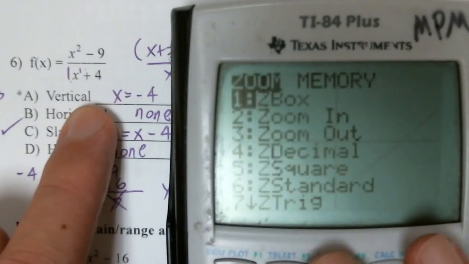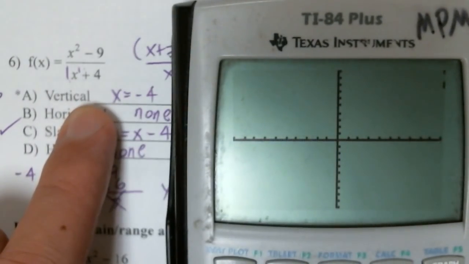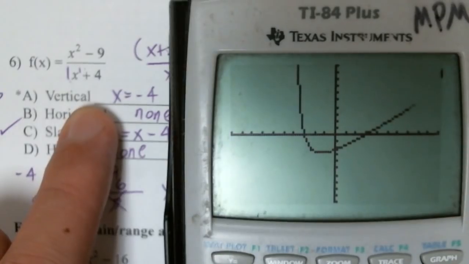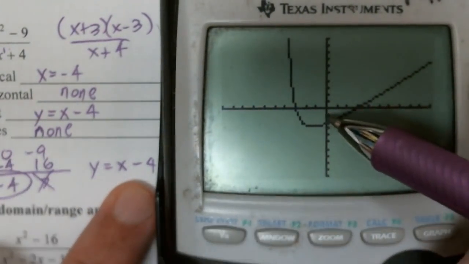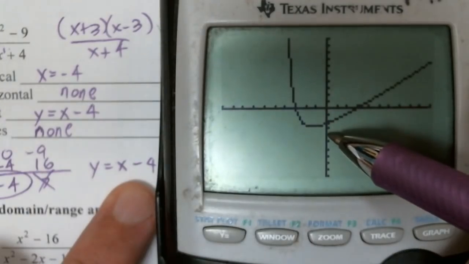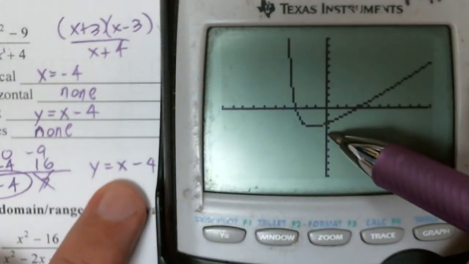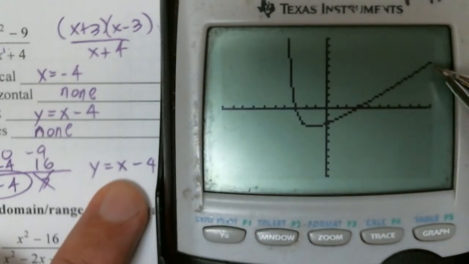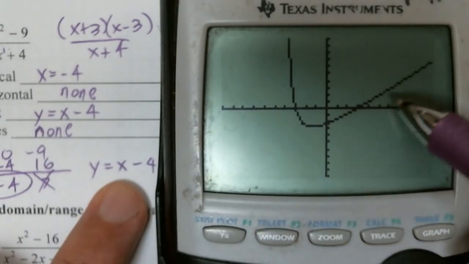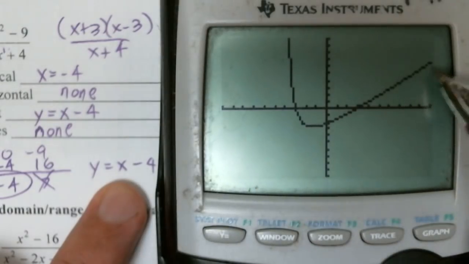Let me get back to my standard window, zoom 6. Okay, so the y-intercept is at negative 4. This is coordinate algebra stuff. So here's 1, 2, 3, 4. There's my y-intercept, and the slope is 1. So basically I have a diagonal line going up through here, and that makes sense. Okay, so this is kind of a visual way to check and make sure you found that slant asymptote equation correctly.